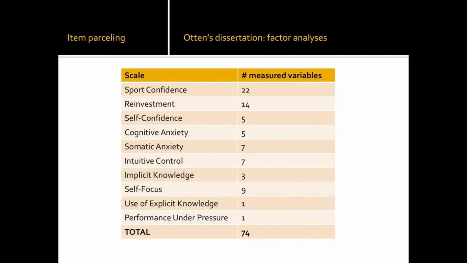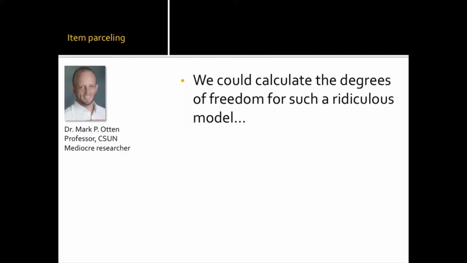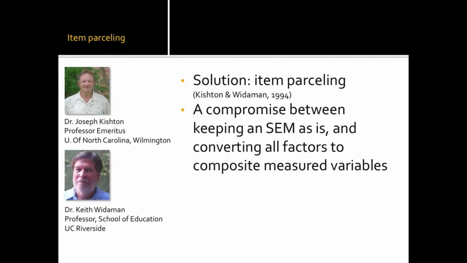We could calculate the degrees of freedom. That's a pretty ridiculous calculation, though. The solution I should get to, and that is item parceling. So, like I said, it's a compromise. It was originally written about by Kishton and Widaman in the 90s. I'm pretty sure it came before them, but you can go back to their publication and see who they referred to. But they set out the guidelines of how to do this.